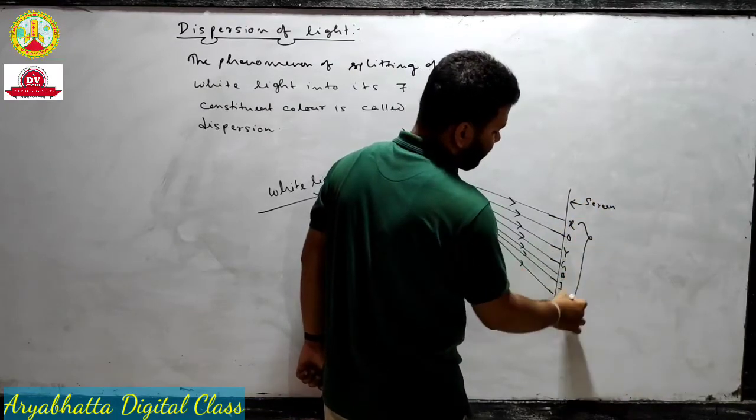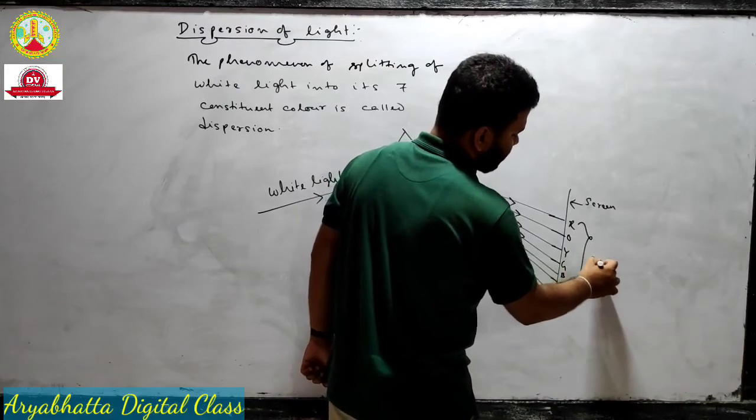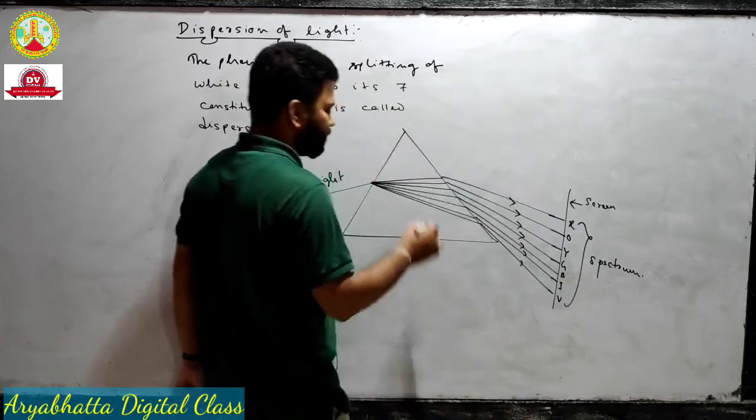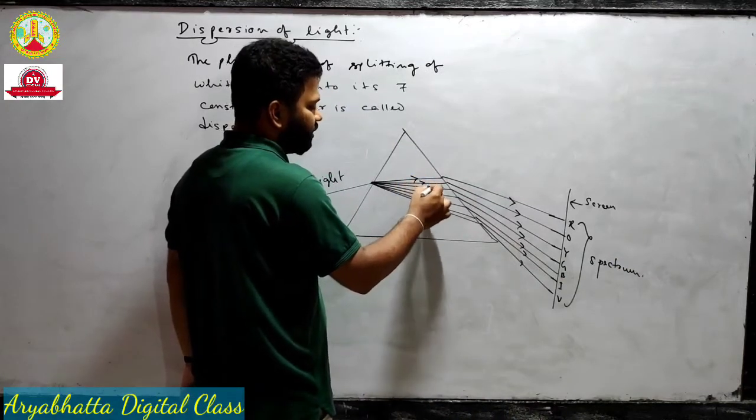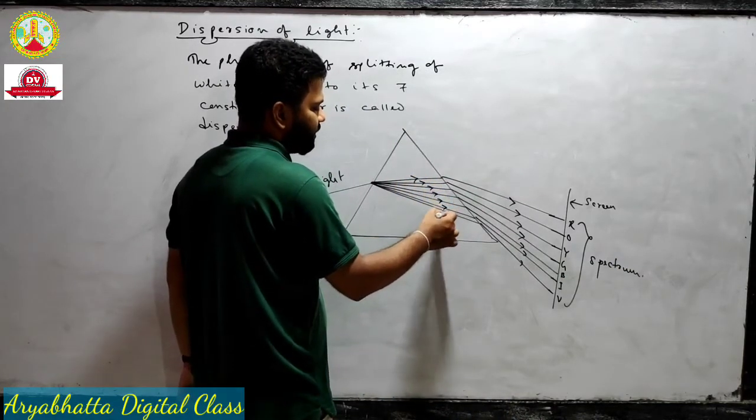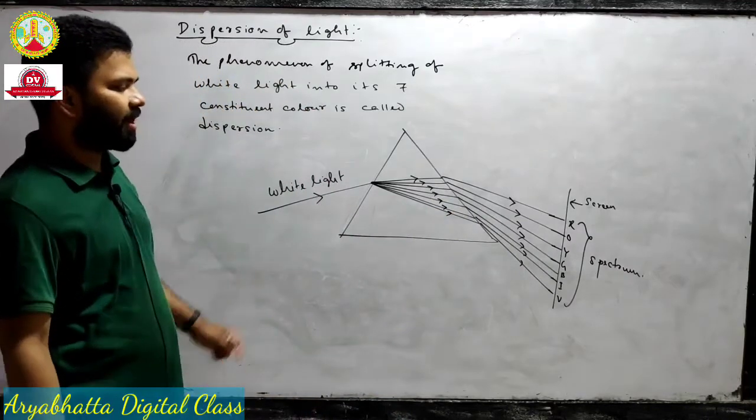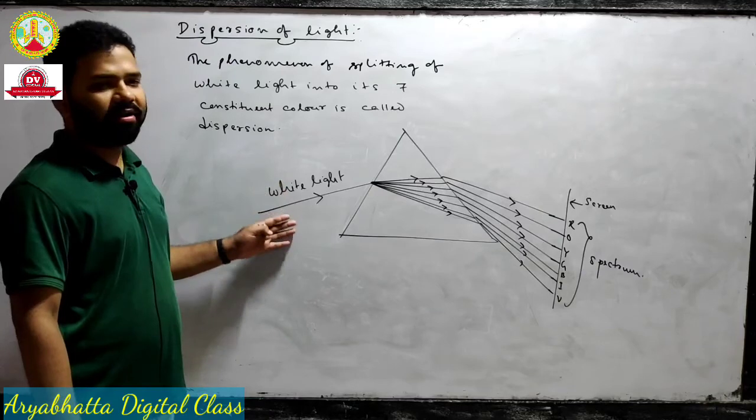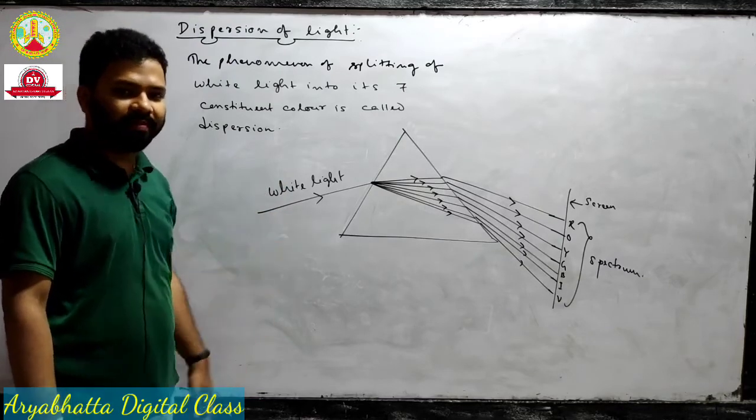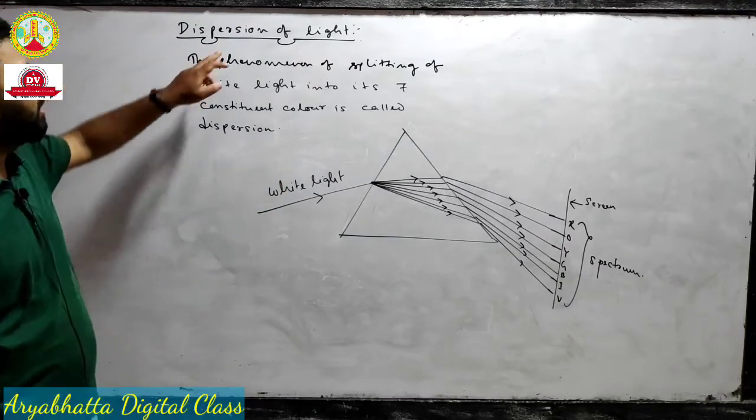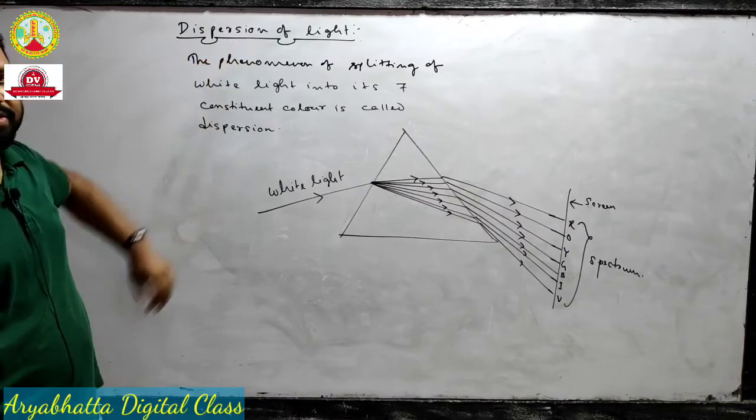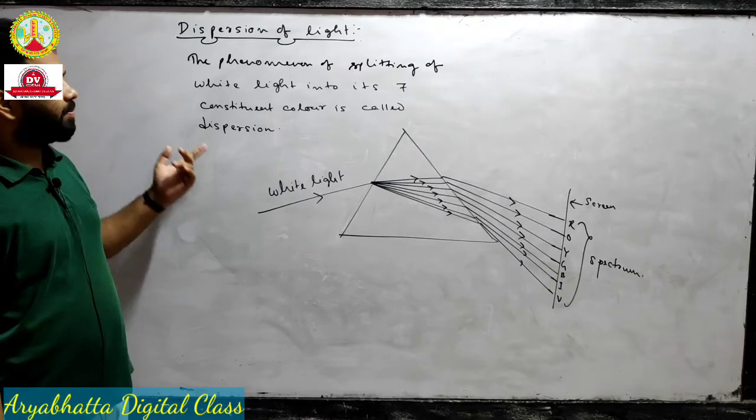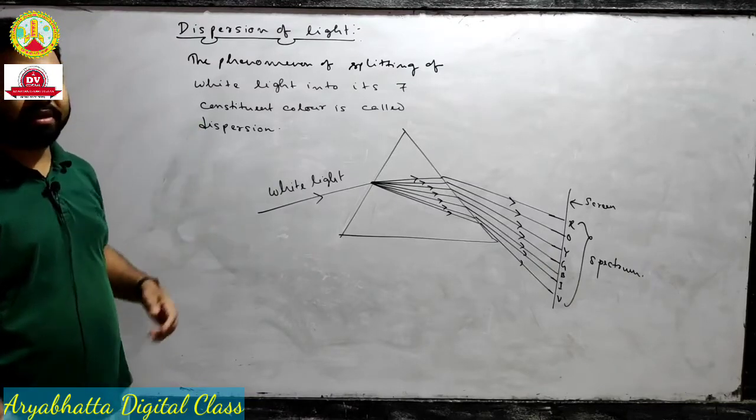And these 7 different colors together are called a spectrum. So this is called dispersion of light. Here what phenomenon is taking place? Here only the refraction phenomenon is taking place. So in the next topic we will study about refraction through a prism. So you simply draw the picture and write down the definition.